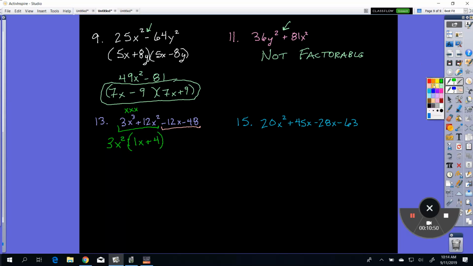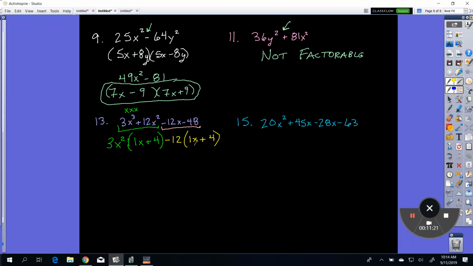So now let's do the other side. What are they each divisible by? 12, right? Yeah, they're both divisible by 6, but 12 is the bigger one. So we're going to take out a negative 12. So negative 12 divided by negative 12 is just 1, and the x is still there. What's a negative 48 divided by negative 12? Yeah, because a negative divided by a negative is a positive. So now we have that point.